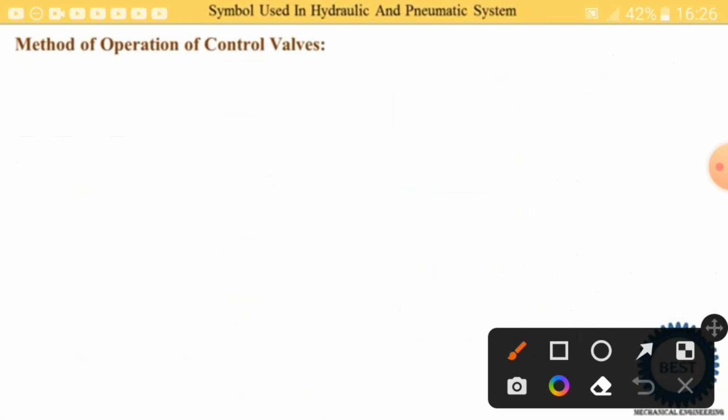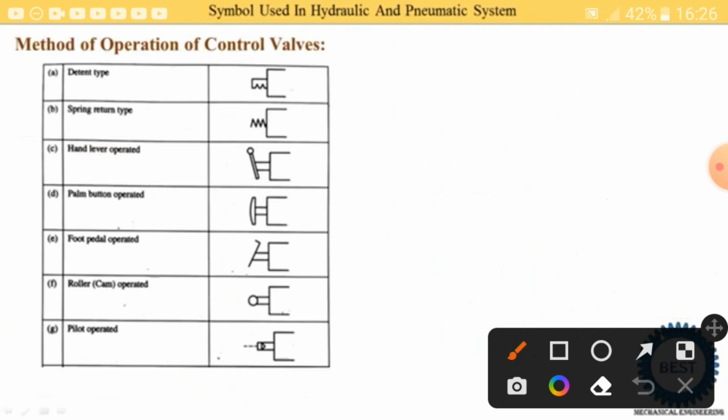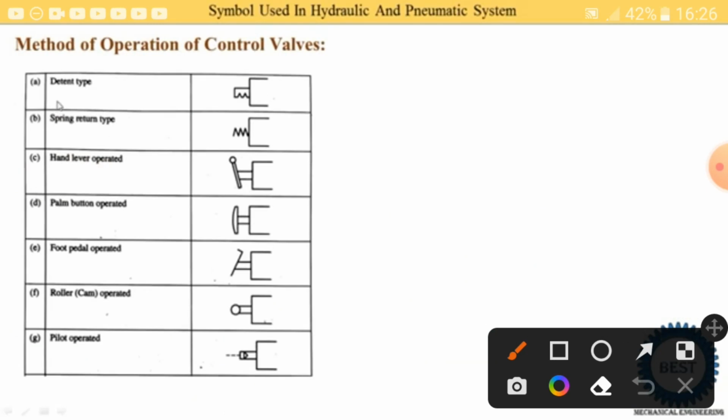Now next, how the operation of the control valve is carried out. There are different options to operate the directional control valve that we are studying here. With this directional control valve we draw various types of symbols. These symbols indicate how the directional control valve is operated. Now here you see the first one is the detent type.